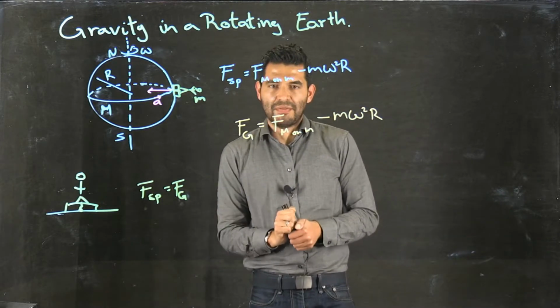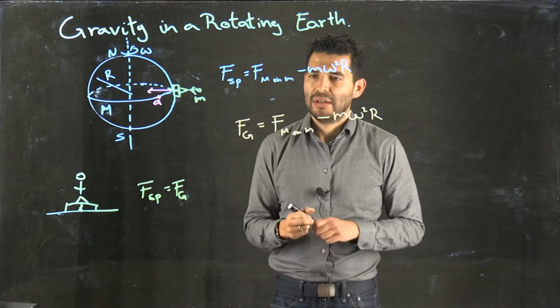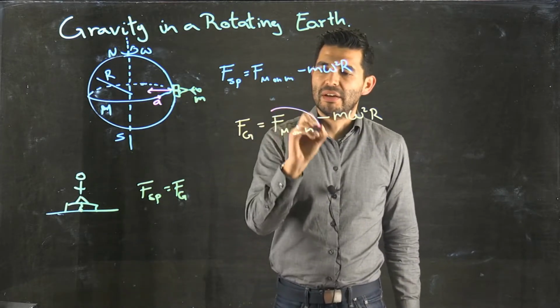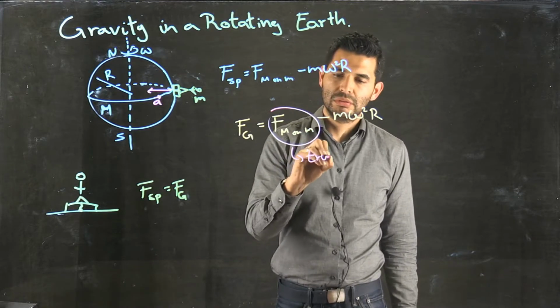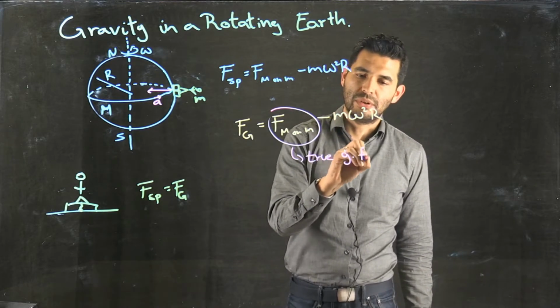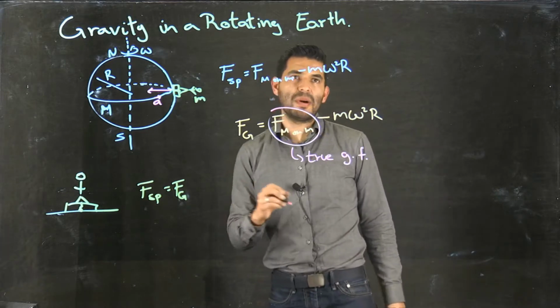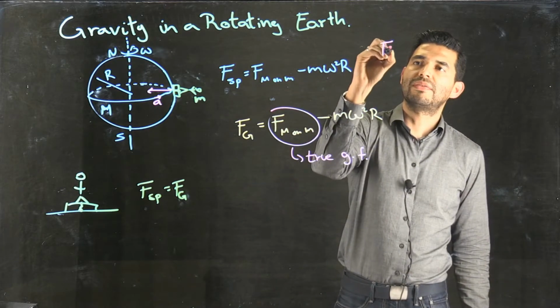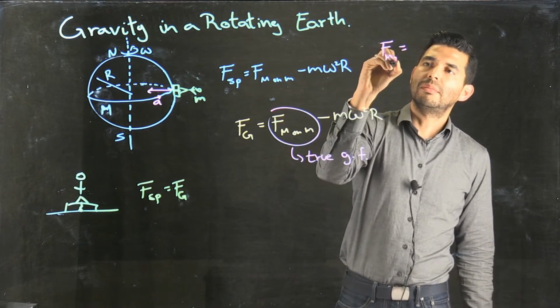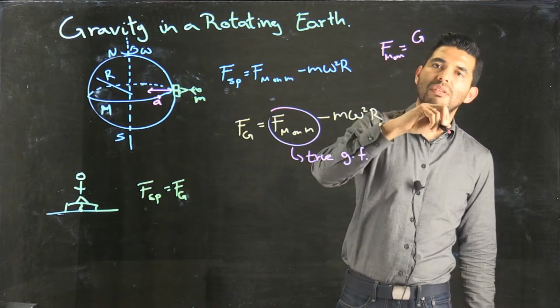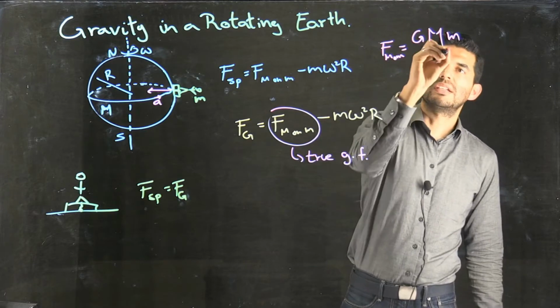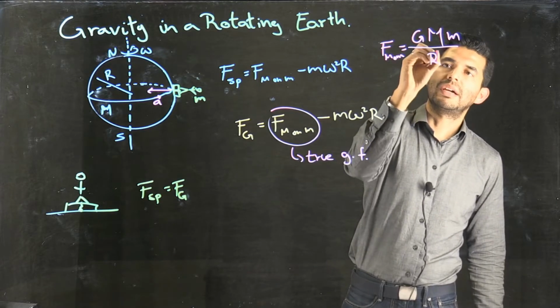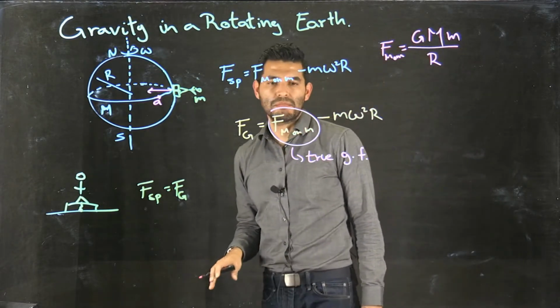So now let's identify what these terms are. Well, this one, this F of M on m, we're going to call the true gravitational force. That is the one that Newton identified as the gravitational constant times the mass of the Earth, times the mass of the person, divided by the radius of the Earth squared.